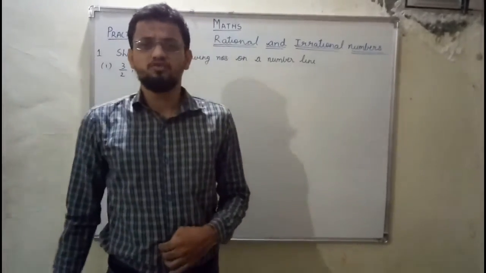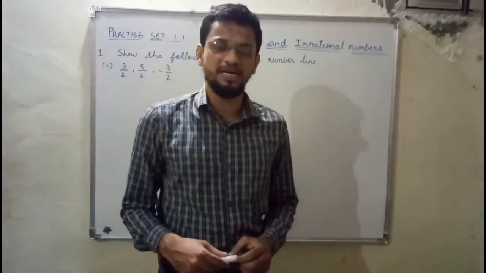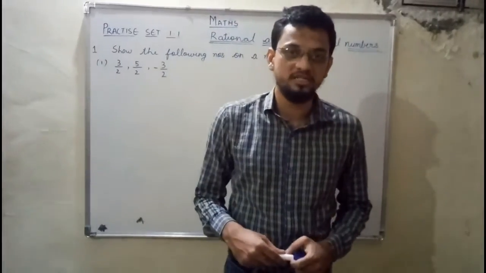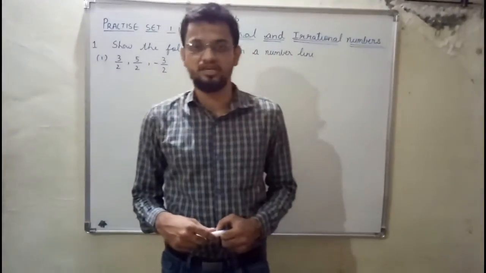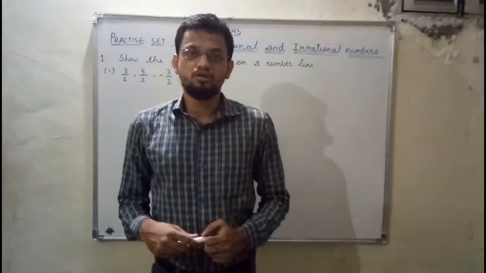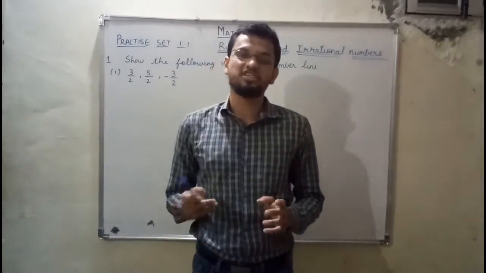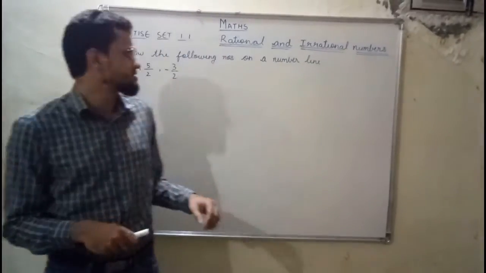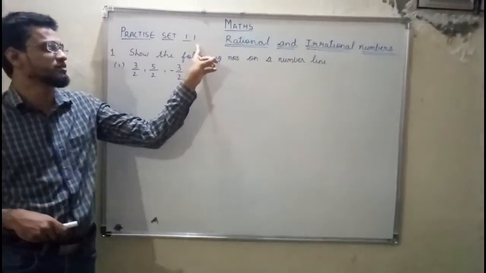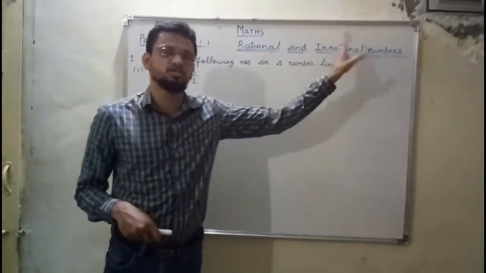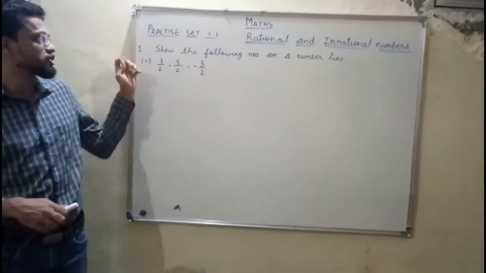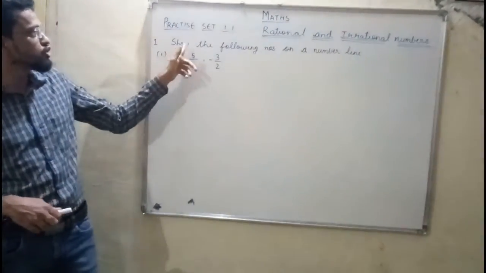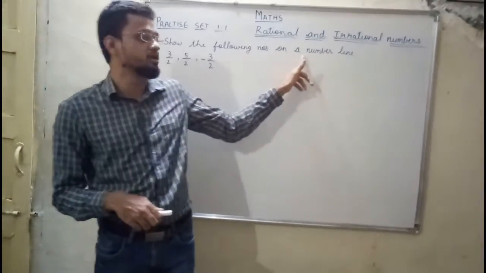In the last video, we have learned the various numbers, that is natural numbers, whole numbers, integers and rational numbers. We have also learned to place these rational numbers on a number line. In this lecture, we are going to start the practice set 1.1 for rational and irrational numbers. The first question of this practice set is: show the following numbers on a number line.